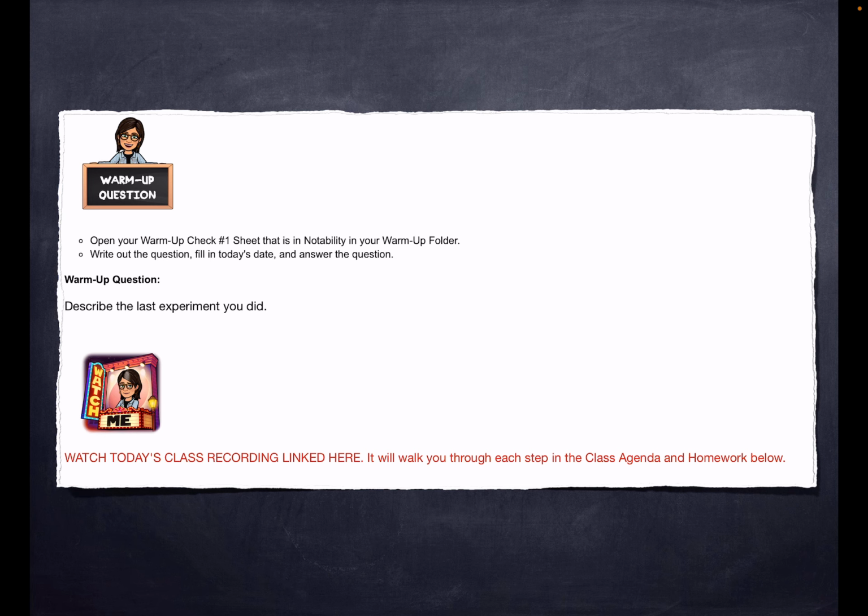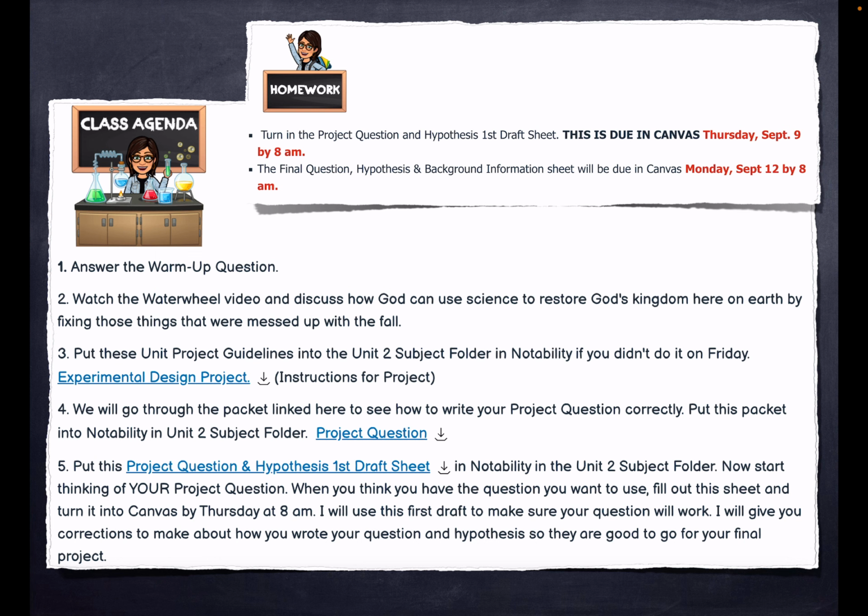All right, speaking of Canvas, you've probably already seen this if you're watching the video, but here is the agenda that we're going to be going through. If you haven't already done this, just go ahead and put in at number 3 the Experimental Design Project Guidelines. If you were here on Friday, you probably already put that into Notability in the Unit 2 subject folder. I introduced this project on Friday very quickly, and I'm going to review it very quickly again today in case you missed it on Friday. If you were here, you can fast forward through that part, but make sure you get this sheet into Notability.